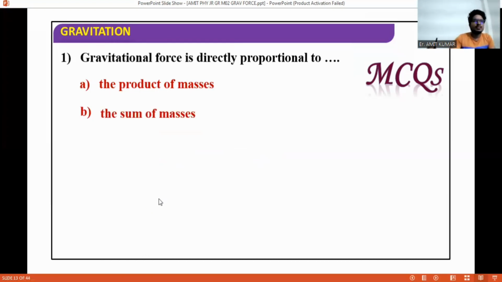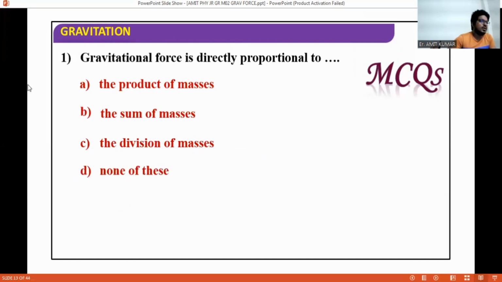Then answer all these questions. So what is the answer for this question? Is it a division of mass? Not at all. Sum of mass? Not at all. Gravitational force is directly proportional to the product of masses. Yes or no?